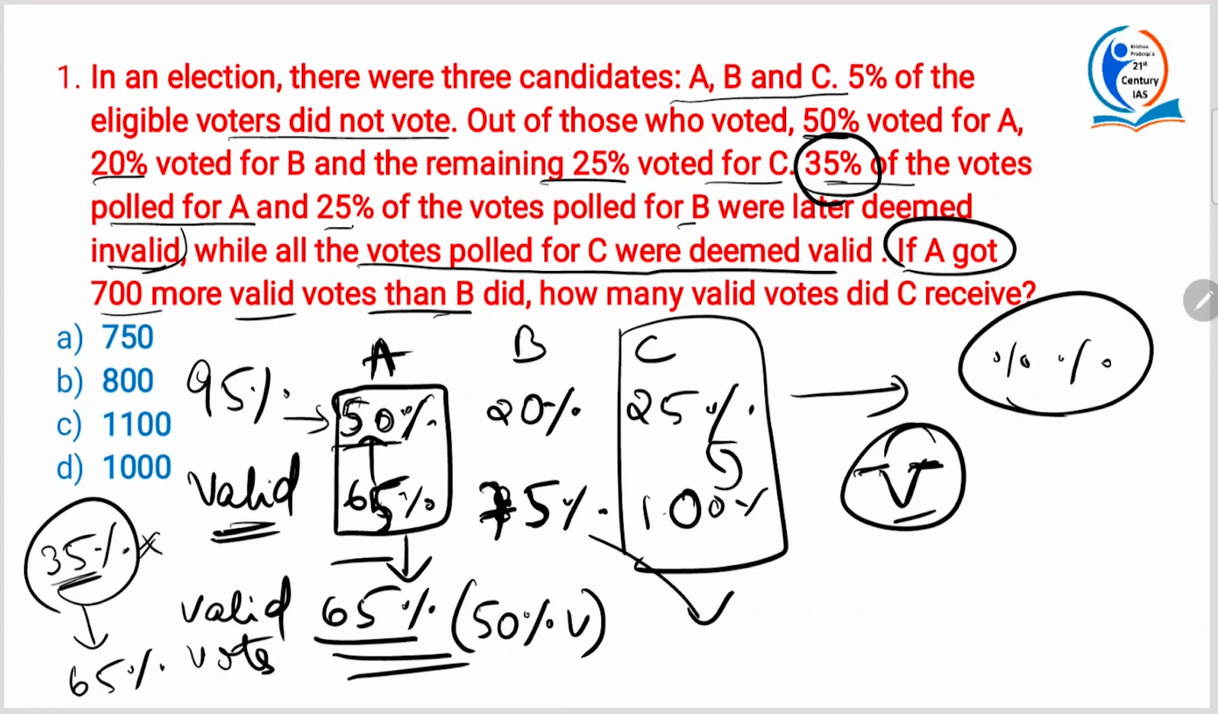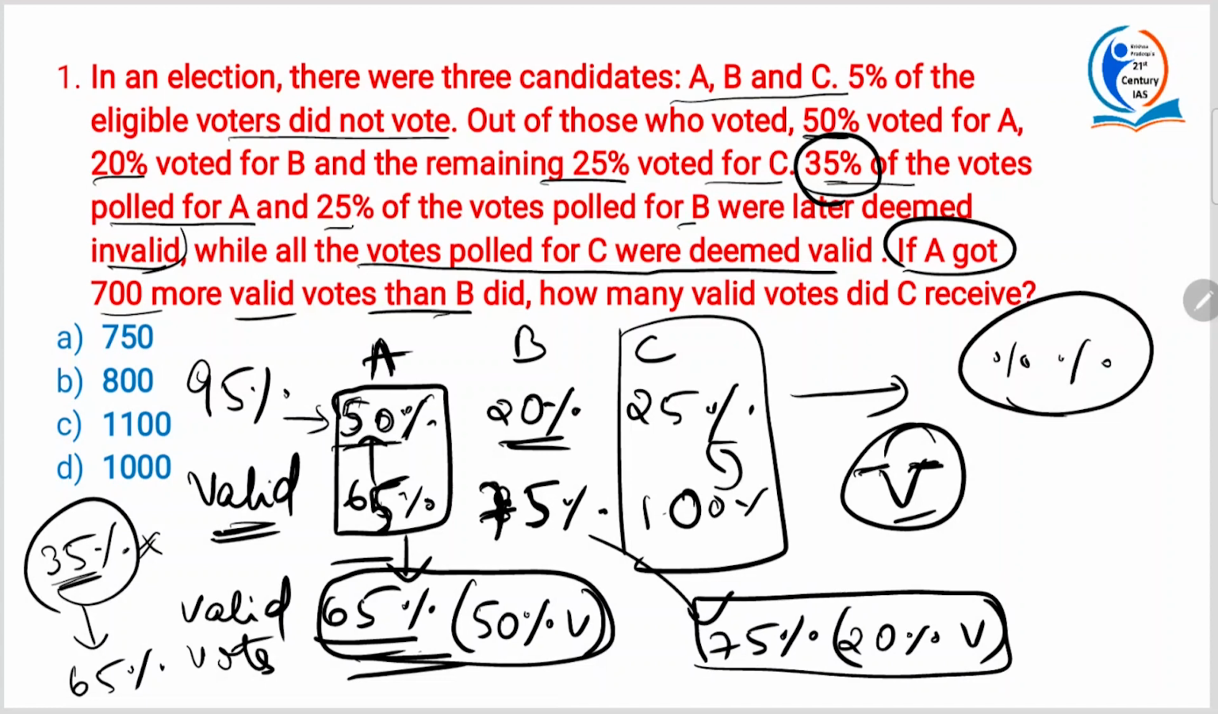Now B's actual valid votes is 75% of the 20% votes that were cast. After practicing the same theme twice, thrice, you can write this step directly. Now what are they saying? If A got more valid votes than B did, which means the difference between these two is 700.